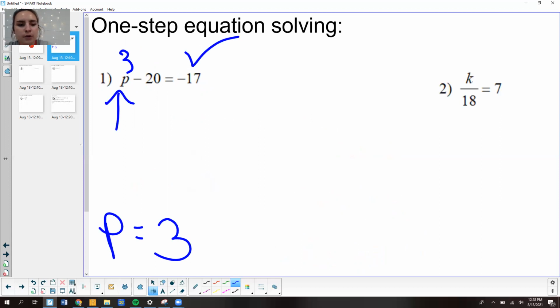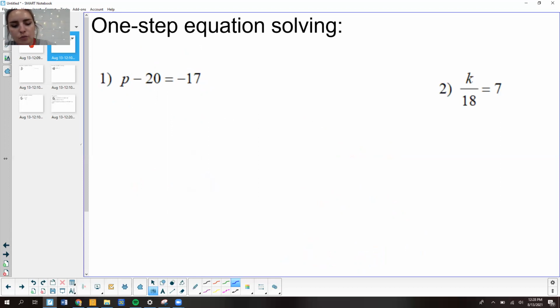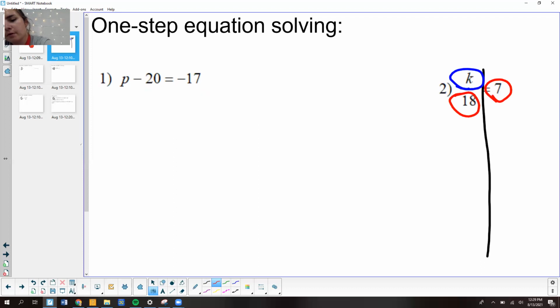Okay, so I know that was kind of a long way to explain something that's a little more simple, but let's look at this next one because it might be a little bit more challenging since we've got some division involved. All right, so same thing, I'm going to draw my line down the middle of the equal sign. I've got my variable term and I've got my constant terms. Remember, I'm going to get all my constants to one side, all of my variable terms to the other side.